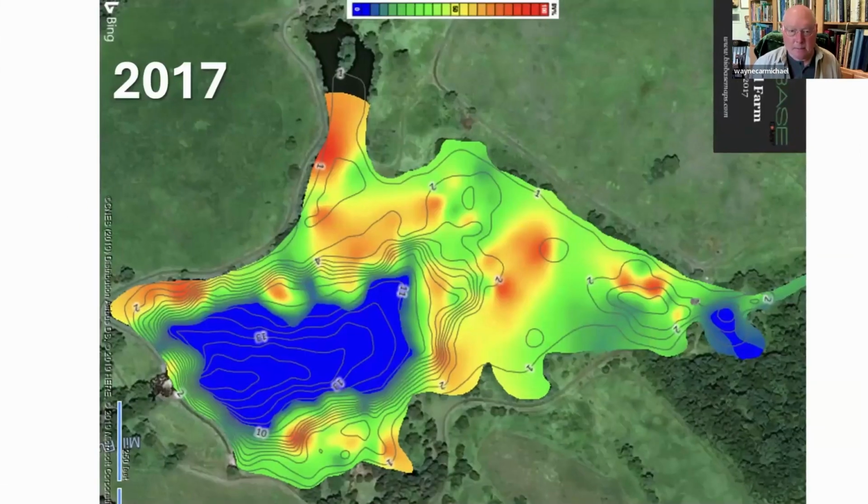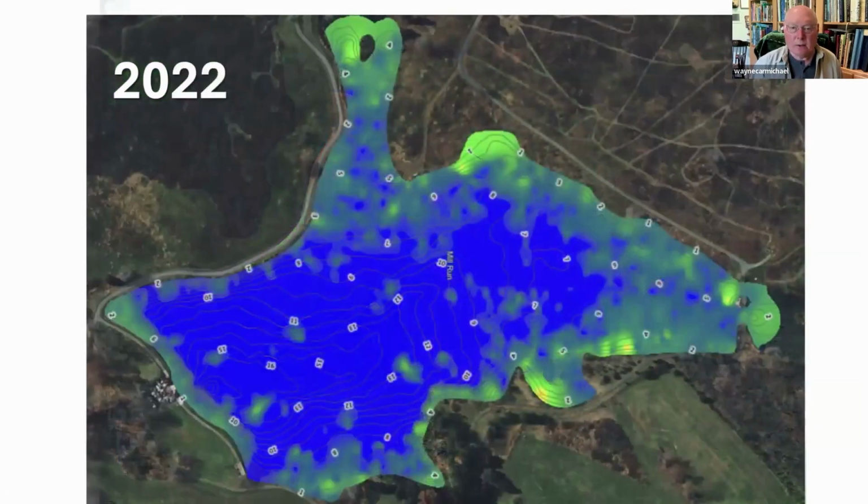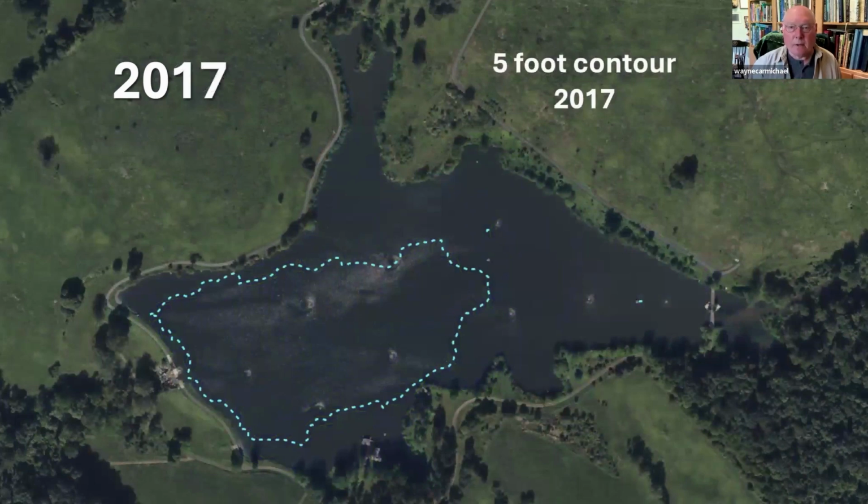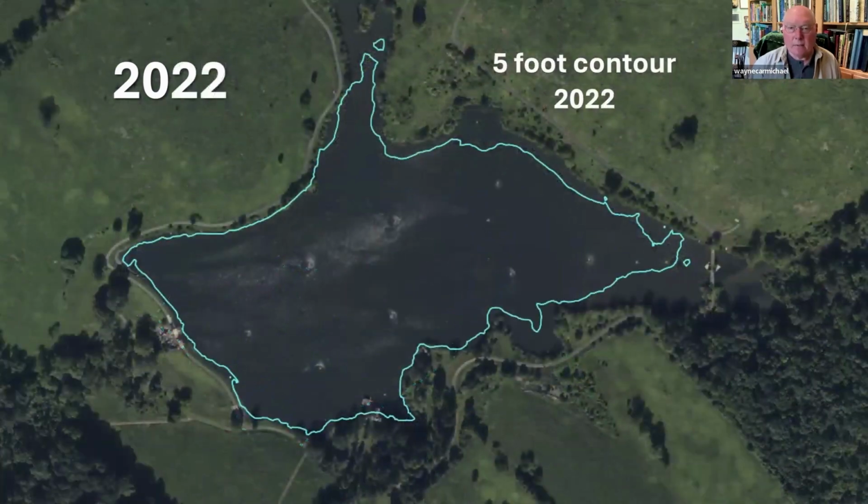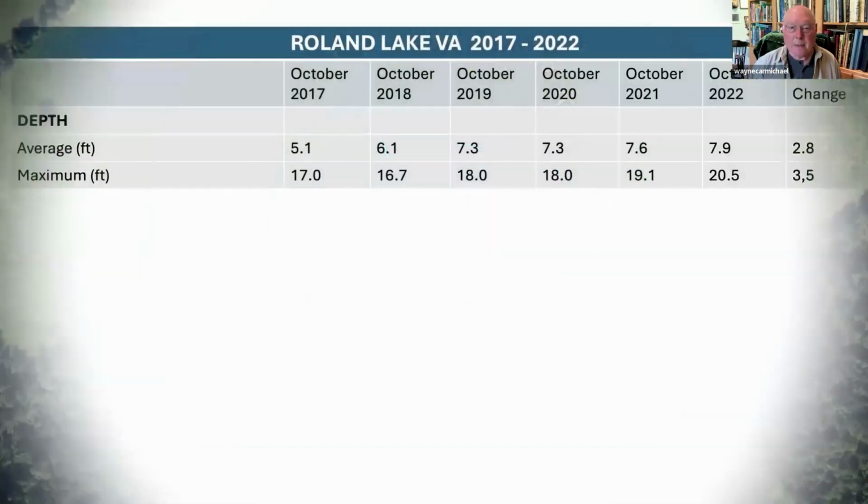Back to that macrophyte profile in 2017. This is what the macrophyte profile looked like in 2022 with that improvement in the depth. And then the macrophytes also were much reduced, allowing recreation and allowing a lot more water volume. So the 5-foot contour line in 2017 looked like this. That 5-foot contour line in 2022 looked like this.